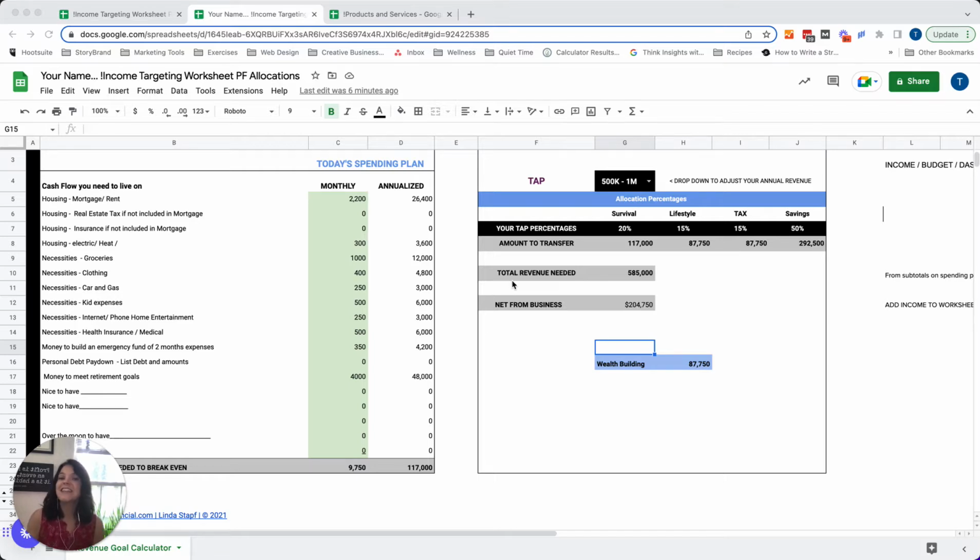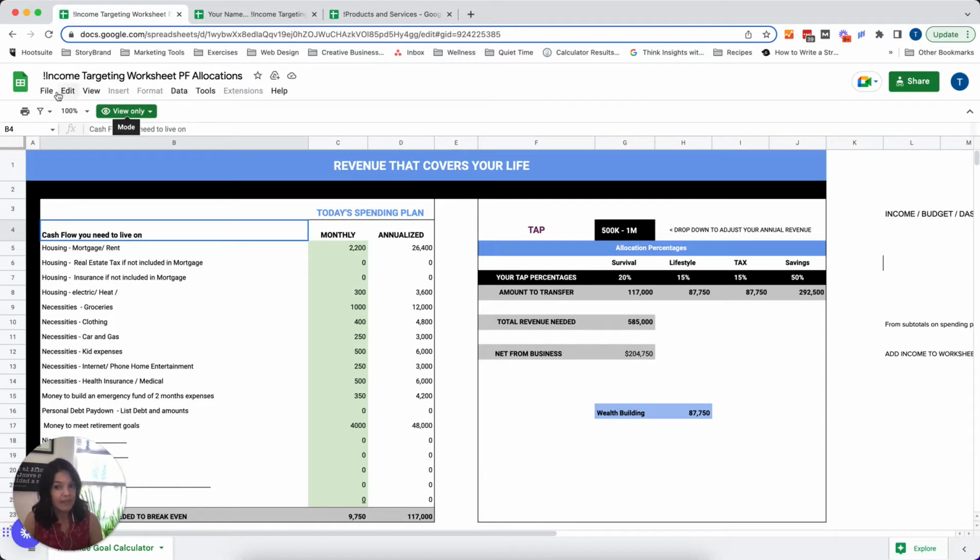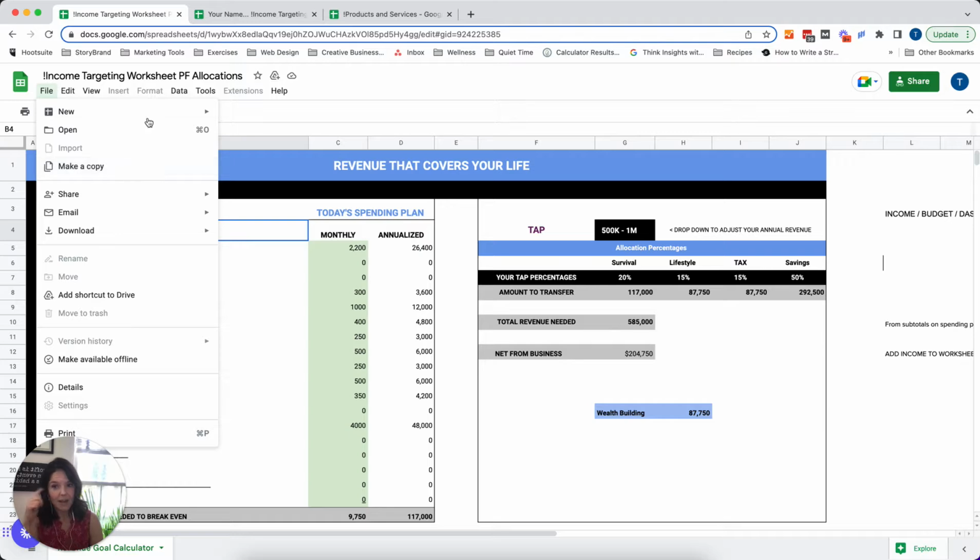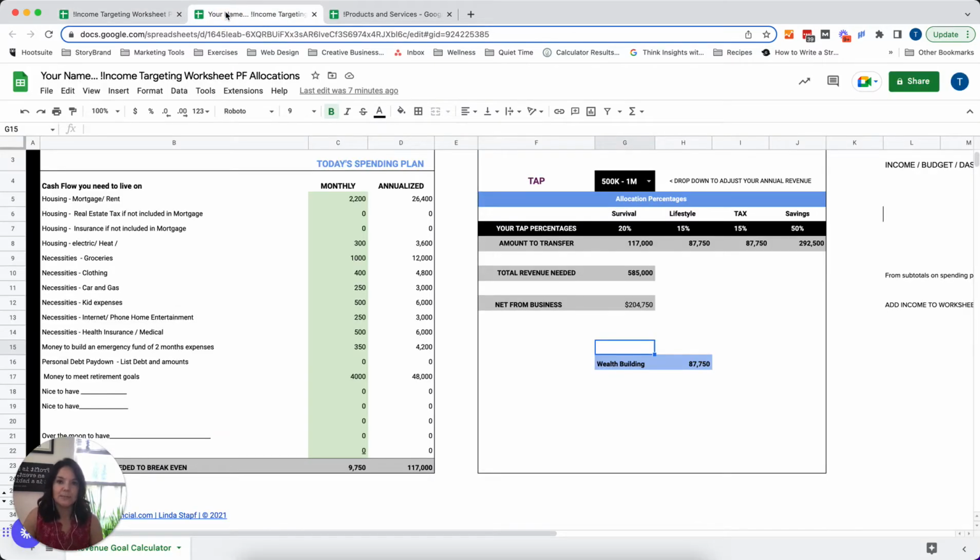Now, first I have to thank Linda Stapf of Stapf Financial. She put these 2 spreadsheets together. I did not put all these formulas together. I had someone way smarter than me do that, and she is sharing this with us. There are links in the description below for you to be able to access these spreadsheets for yourself. When you use them, you'll notice that they are view only, and you're gonna go and make a copy, call it whatever you want, and then you can manipulate the spreadsheet the way that you want.